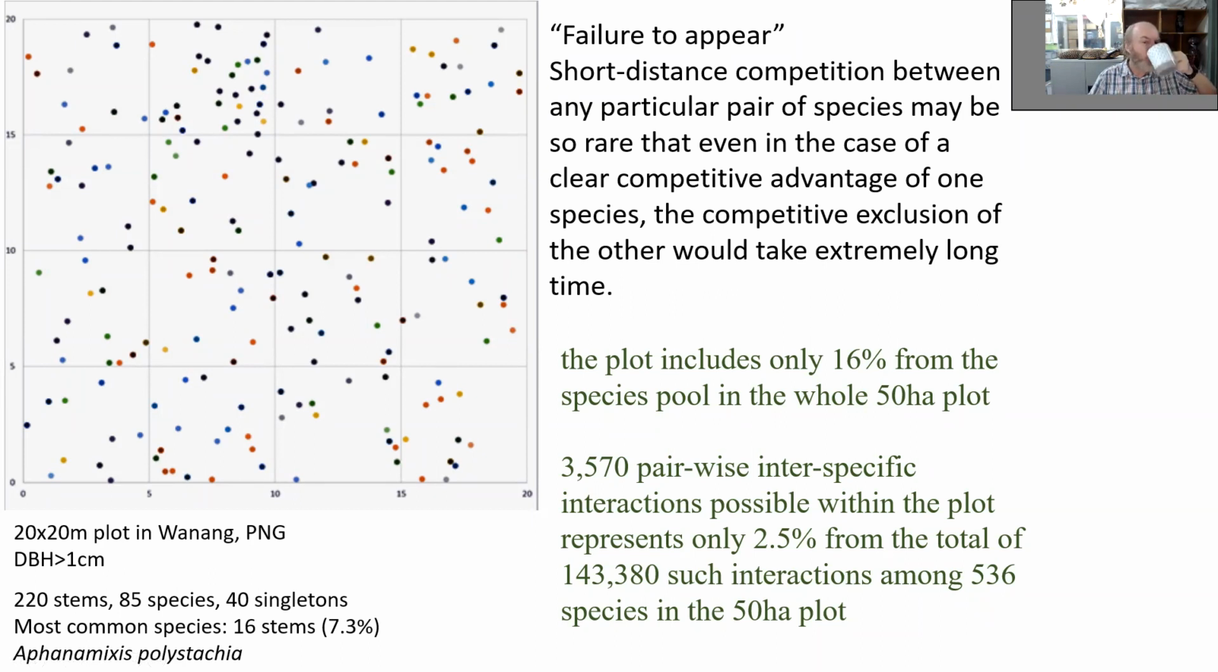So this is relevant because in trees, lots of competition is short distance. And then when you look at the 85 species there, then that represents 3,570 different pairwise interspecific interactions. So, if species can influence each other across the whole 20 times 20 meter plot, then you can have 3,500 of these interactions between specific pairs of species, which is a lot, but it's only 2.5% of 143,380 such different interactions which exist between 536 species in the larger plot. So again, at every place, only very small percentage of possible interactions is taking place.